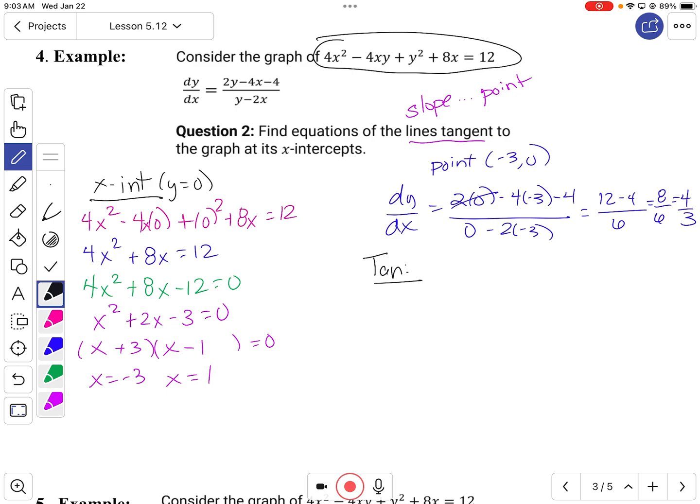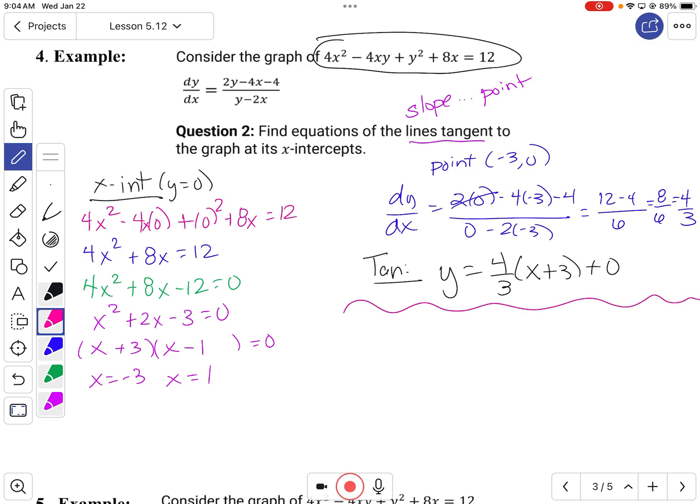Okay, so let's write our first tangent. Tangent has to start with y equals. Okay, so y equals my slope, 4/3, x, opposite of my x value, plus my y. You can put the plus 0 on there if you want to, but you don't have to. Okay, so there's 1.